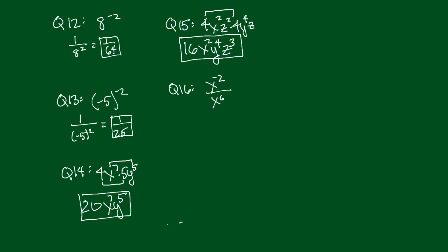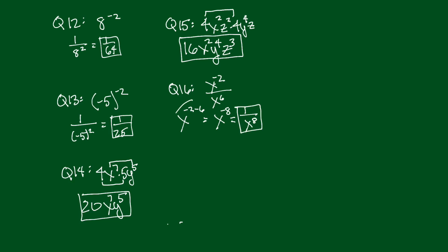Question 16, I've got a division. Now what do you do with these exponents? I have the same base, so what do I do with the exponents? Well, division, what operation is right below division is subtraction. So I'm going to subtract the exponent. Top minus bottom. This will give me x to the negative 2 minus 6 is negative 8. Now I'm going to rewrite that so there's no negative exponents, positive exponents only. So I'm going to write this as 1 over x to the positive 8.